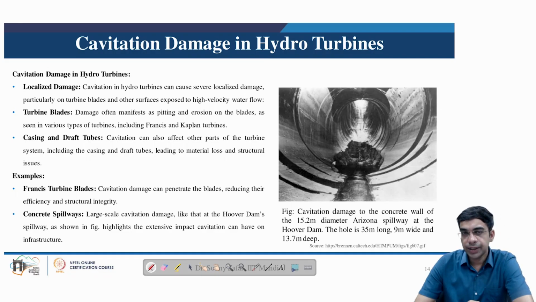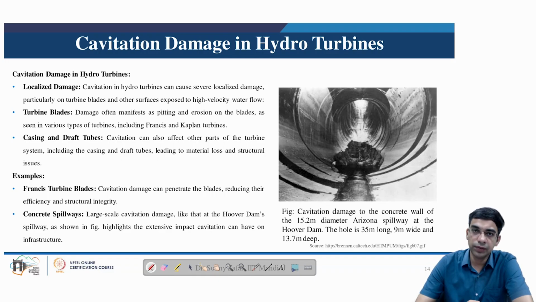Next, a very important challenge in hydroturbines is cavitation damage. Cavitation damage is a localized damage in hydroturbines caused on the turbine blades when exposed to high velocity flow. In turbine blades, this cavitation damage often manifests as pitting and erosion and can be seen on different types of turbines such as Francis and Kaplan.